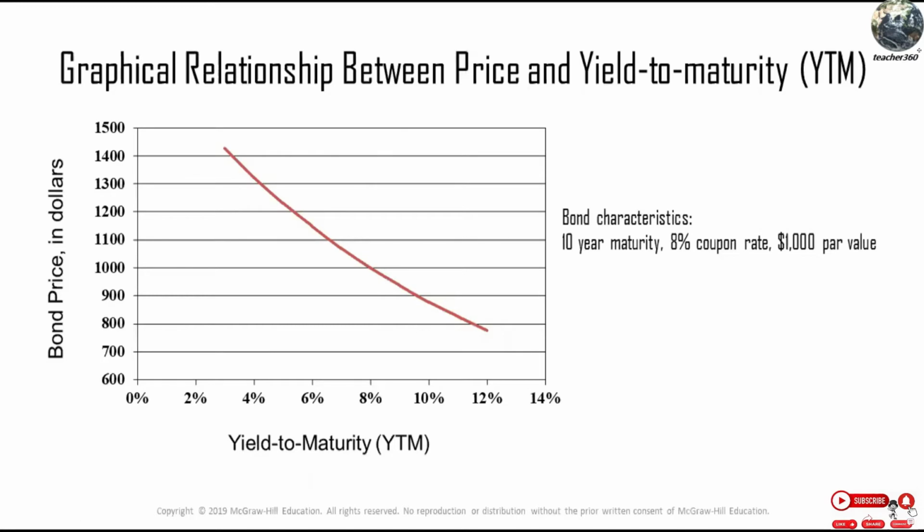Here we can also see a graphical relationship between price and yield to maturity. Here the bond characteristics are that it is a 10-year maturity bond and the bond will pay an 8% coupon rate yearly, and bond par value is $1,000. So we can see that when the yield to maturity is 12%, then bond price is almost 780.